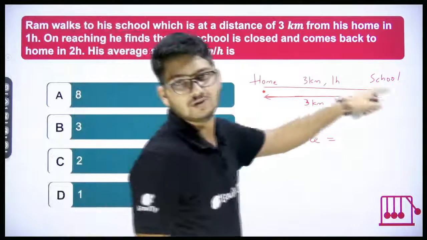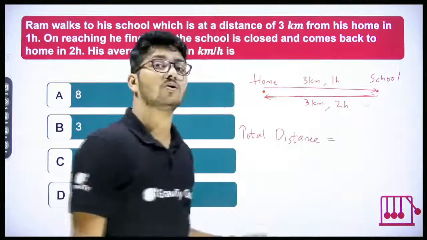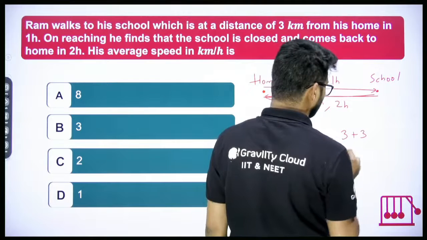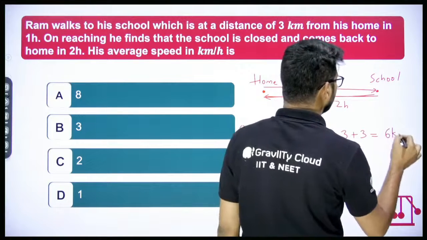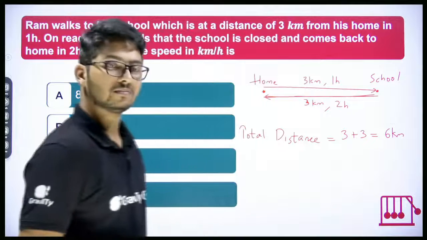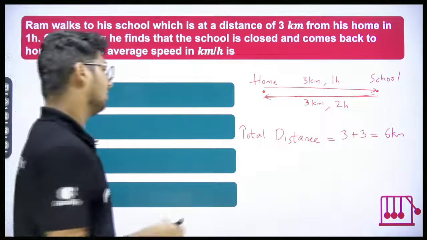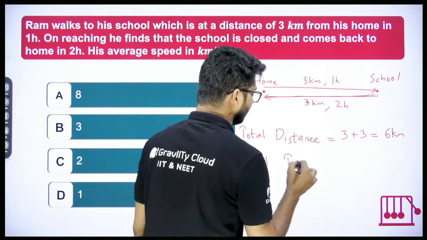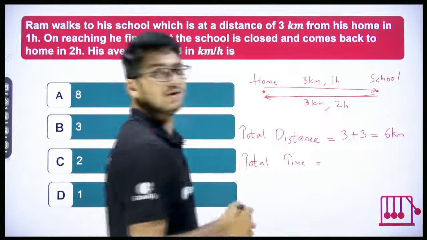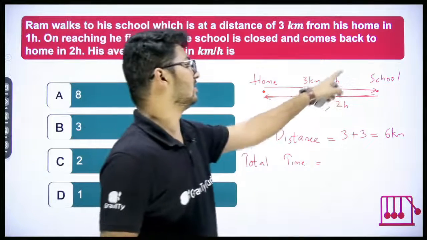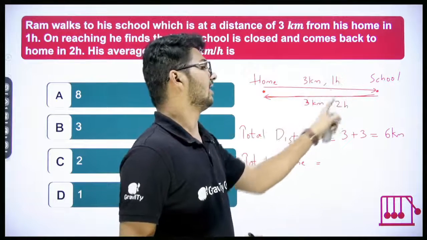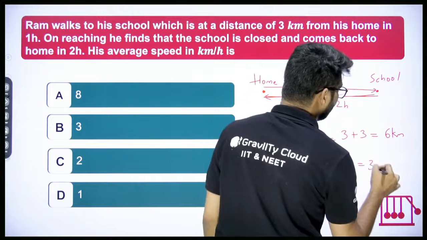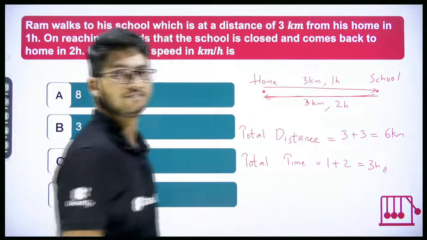See, from home to school, 3 kilometers. From school to home, again 3 kilometers. That means the total distance will be 3 plus 3, 6 kilometers. Okay. Then we have to go for total time. What will total time be equal to? The first time taken is 1 hour, second time taken is 2 hours. So total time is 1 plus 2, that is 3 hours.